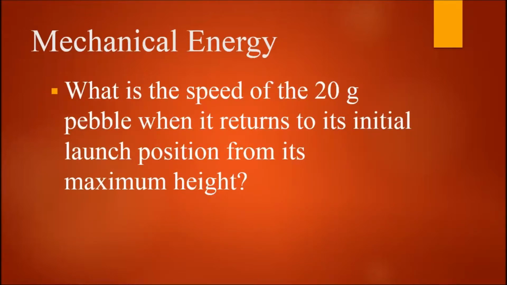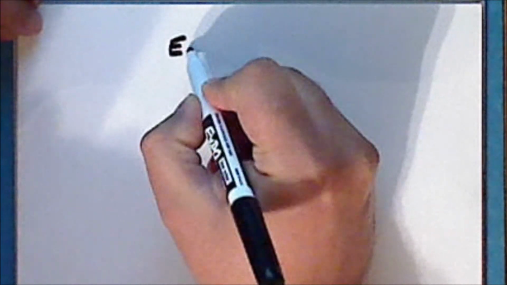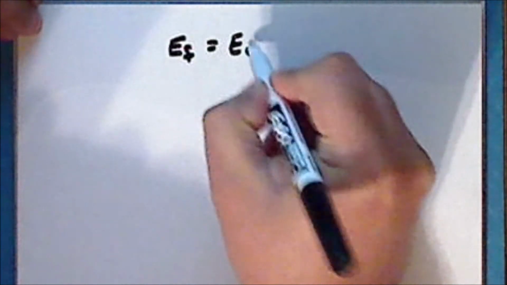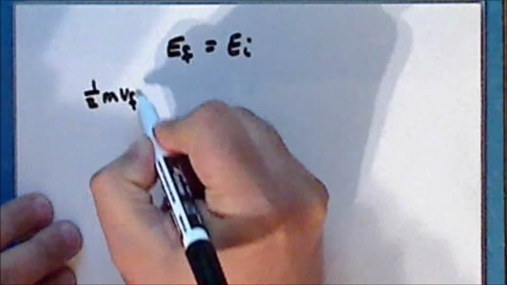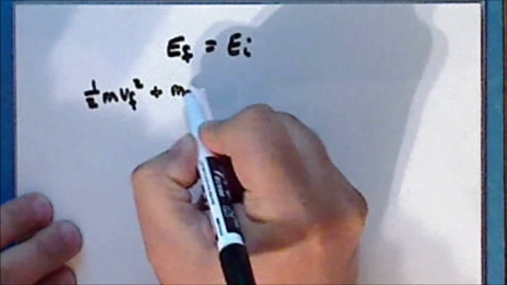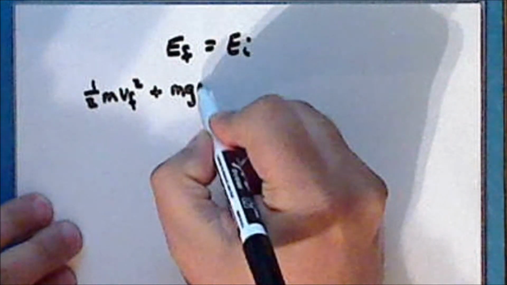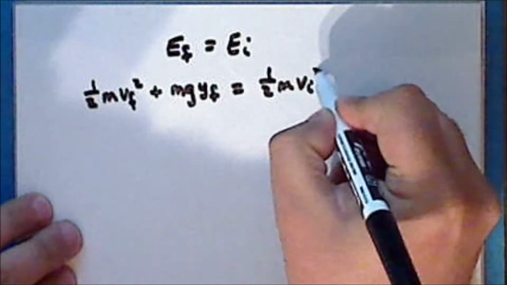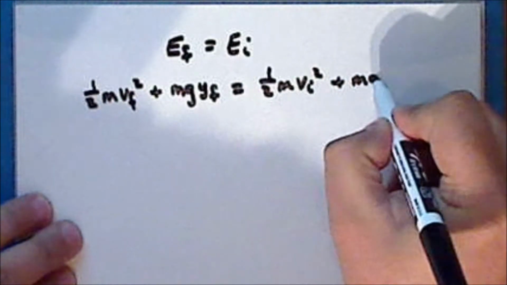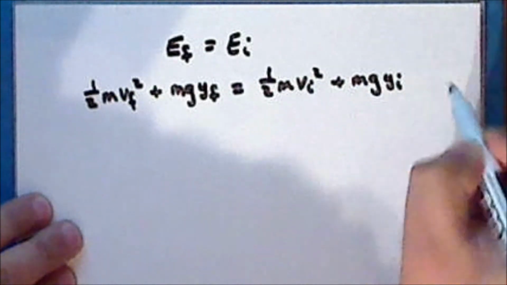So what is the speed of the 20-gram pebble when it returns to its initial launch position from its maximum height? Now once again, the only force acting is gravity, and since gravity is a conservative force, the mechanical energy of the system is conserved. And so we have 1/2 the mass times the final speed squared plus the mass times the acceleration due to gravity times the final y position is equal to 1/2 the mass times the initial speed squared plus the mass times the acceleration due to gravity times the initial y position.